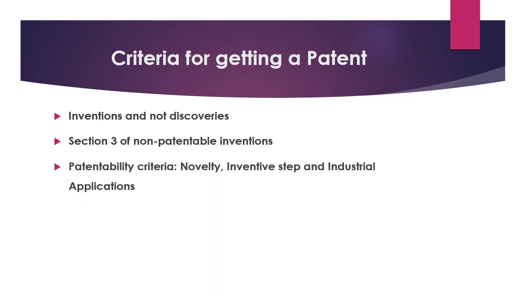Next is patentability criteria. We have already talked about this in the last lecture of introduction to IPR: patentability criteria involve novelty, inventive step and industrial application. So once you know that your invention is not falling under section 3, next you have to determine whether your invention meets these three criteria. First is novelty, second is inventive step and third is industrial application.